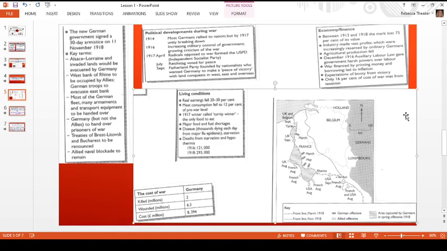Top here, economy and finance. Between 1913 and 1918, the mark, which if you remember was the name of their currency, so that's their equivalent to our pound, lost 75% of its value. Industry made vast profits, which were increasingly resented by ordinary Germans.